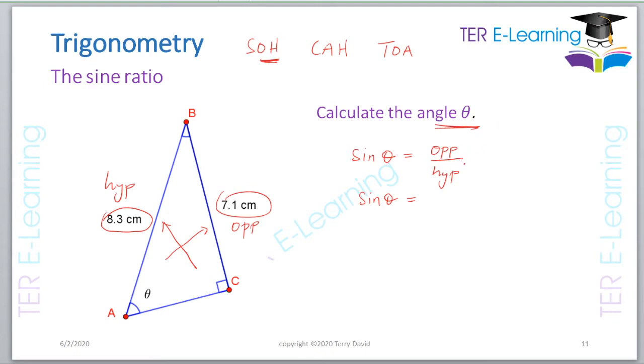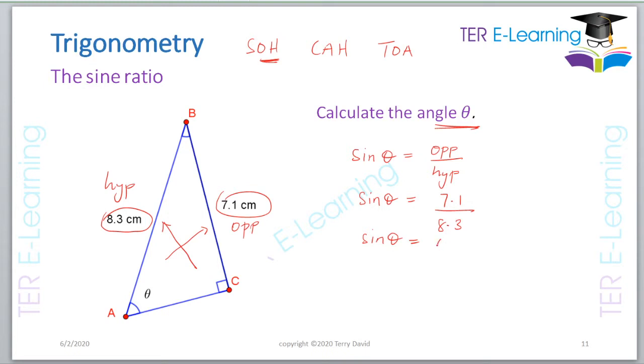My opposite, I already have it labeled on the diagram. It's 7.1 divided by 8.3. So sine theta is equal to, so here's what you're going to do. You're going to just use your calculator and just take 7.1 divided by 8.3. So 7.1 divided by 8.3.